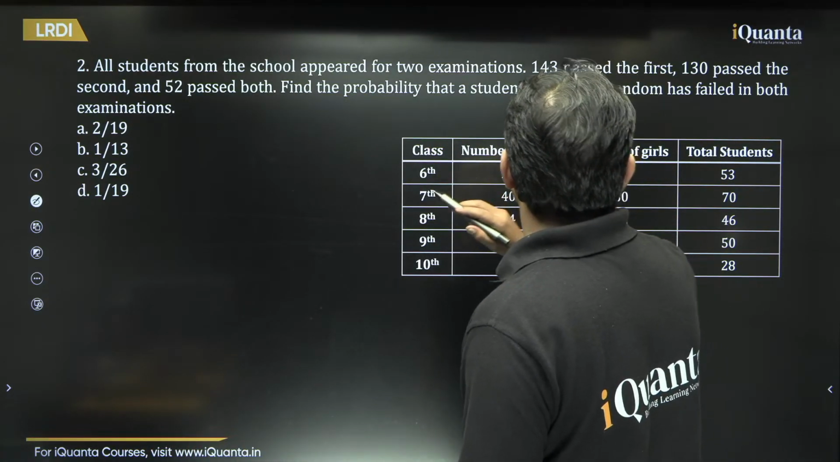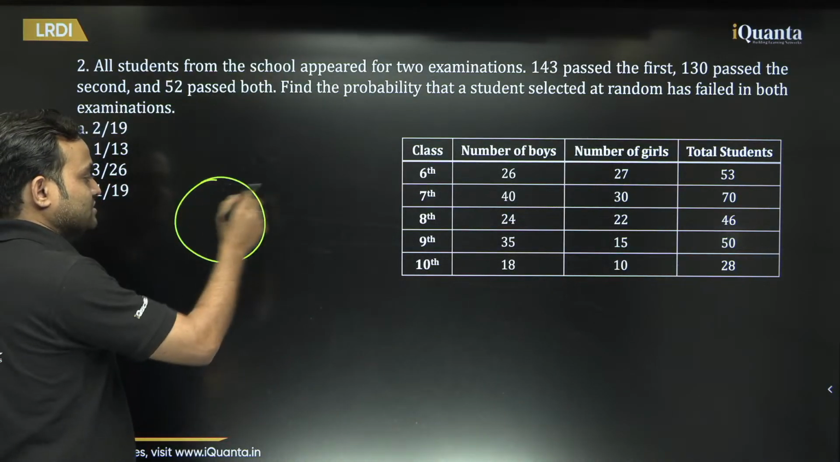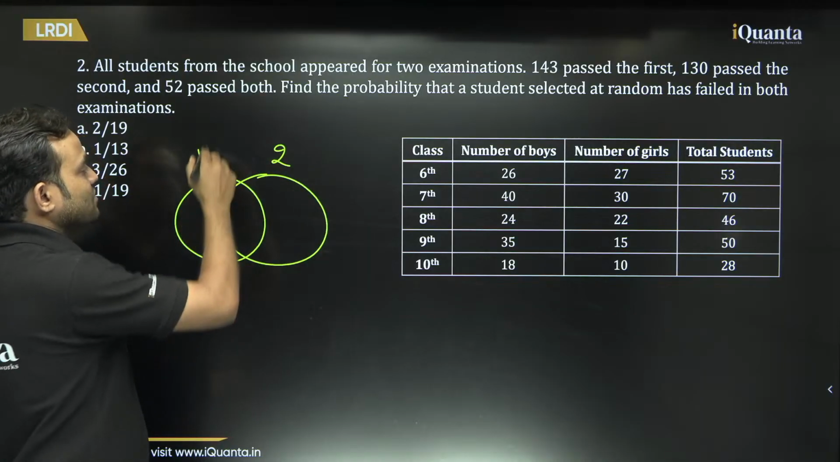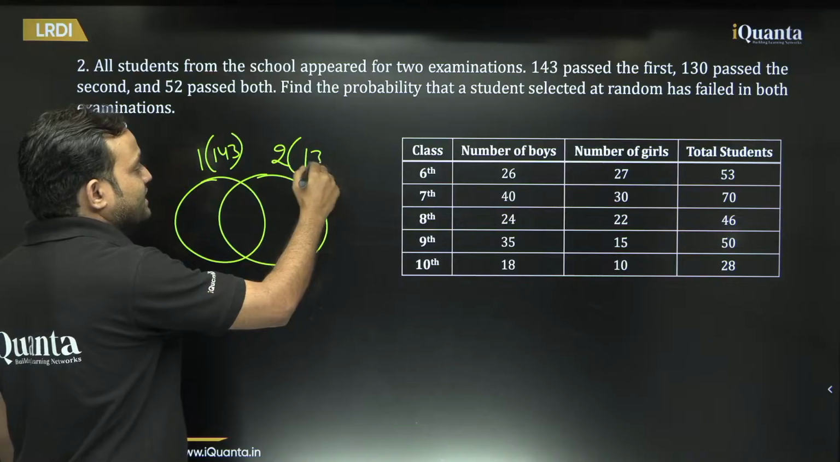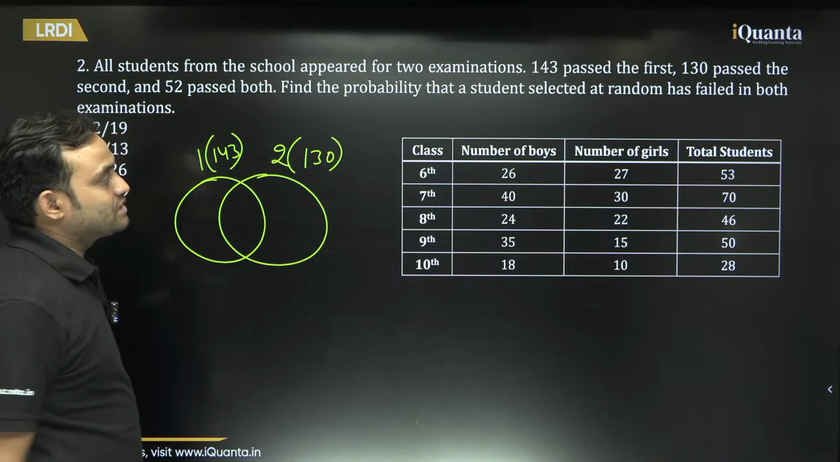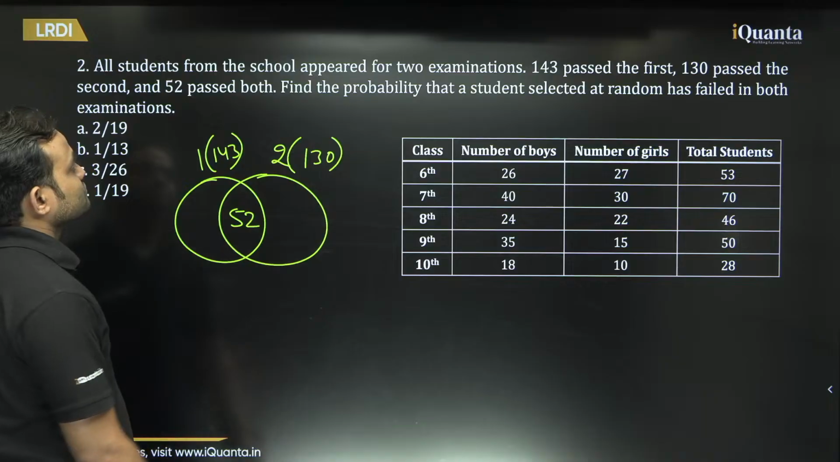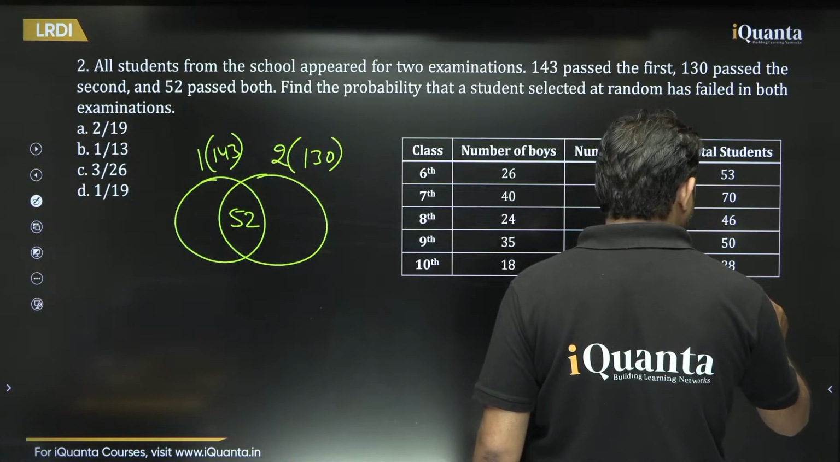143 passed the first. So, we have 2 different kinds of examination. First examination is passed by 143, second examination is passed by 130. 52 passed both of them. And we know that the total number of students is 247.